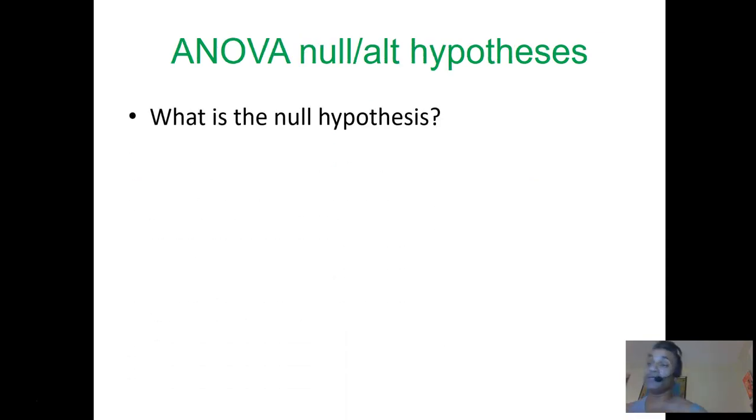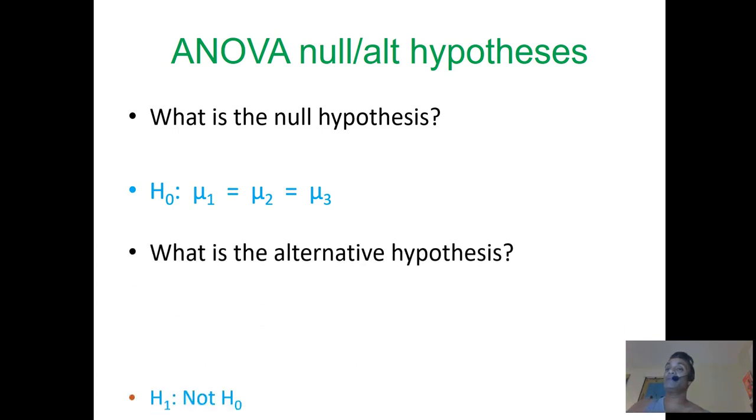But of course, before I do that, I need a null hypothesis. And the null for ANOVA is always that all of my categories are the same. The alternative, of course, is that all of the categories are not the same. So in other words, one of them is different, or 2 of them are different, or all 3 of them are different. I don't know. I just know that if my null is not retained, something's not the same.